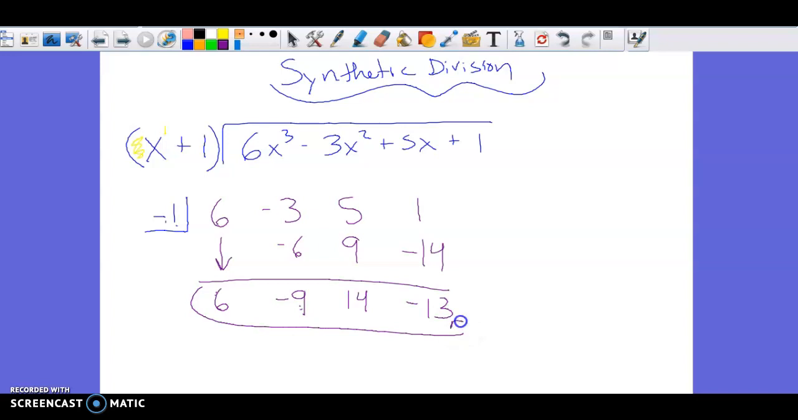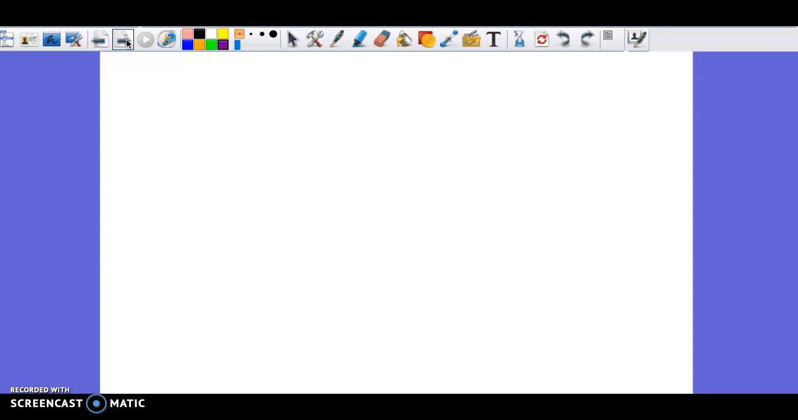This means my remainder is negative 13. This is my coefficient. Then I'm going to put on an x and an x squared. So if you were to actually do long division, you would take this, divide it by that, and you would actually get this. Okay, I'm going to do one more with you. That's synthetic division. And you can choose whether you want to use this method or not, okay? It's not going to hurt my feelings if you choose not to use it.